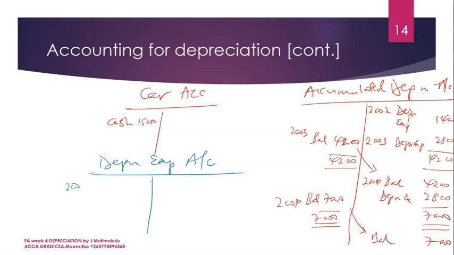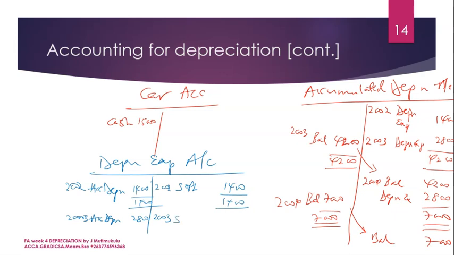So for the first year, 2002, we have accumulated depreciation of 1,400. But this 1,400 is going to be expensed to the profit or loss. The statement of profit or loss is 1.4. Then in 2003 again, there is accumulated depreciation of 2.8, and this is immediately transferred to the statement of profit or loss as a charge of 2.8.